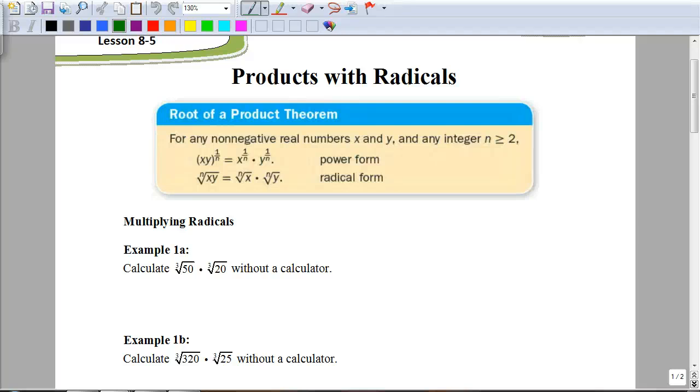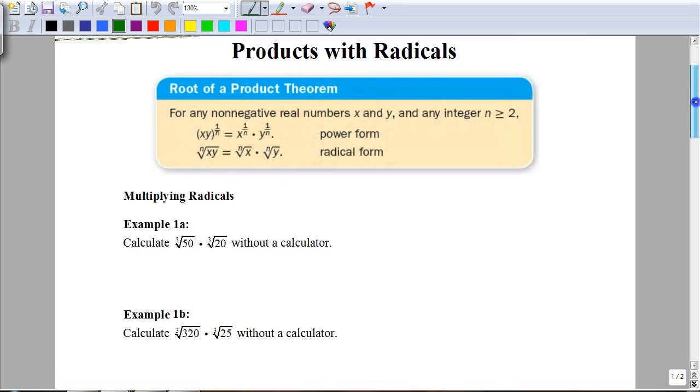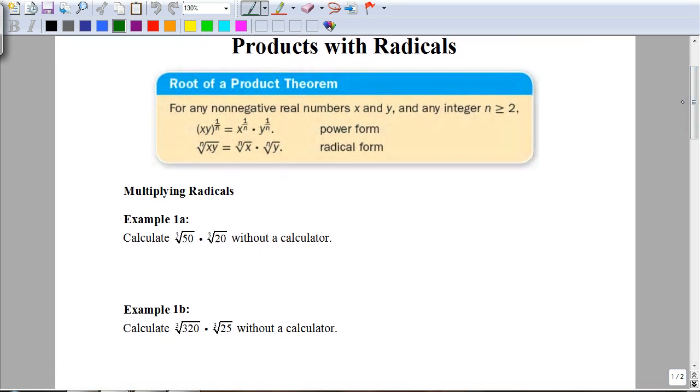So in lesson 8.5, we're going to be dealing with products with radicals, meaning we're going to be multiplying with radicals and simplifying. Now first, let's look at this box. This box we're going to be using a number of different ways in today's lesson. So let's make sure we understand what it's telling us.